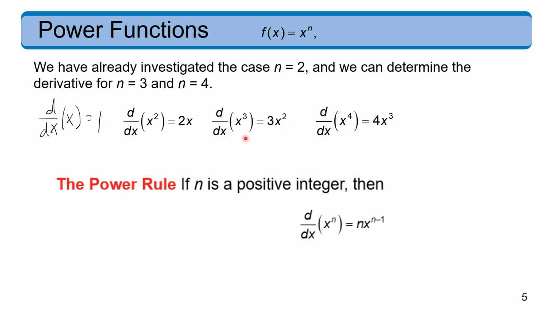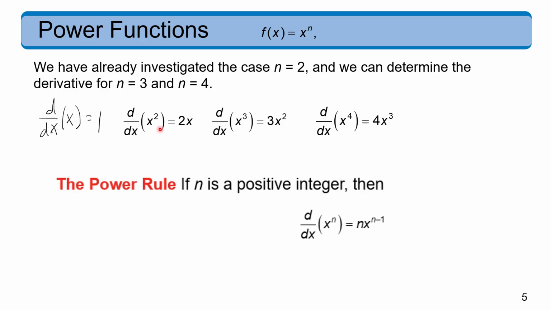Now we haven't done these other two, but we could find them using the same methods we've used before, using the limit definition of the derivative. And these are the formulas you would get. So based on these 4 cases, n equals 1 through 4, we want to try to generalize a pattern to say what is the derivative of x to the n.